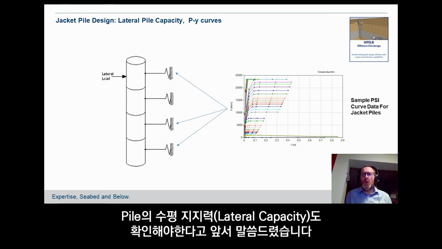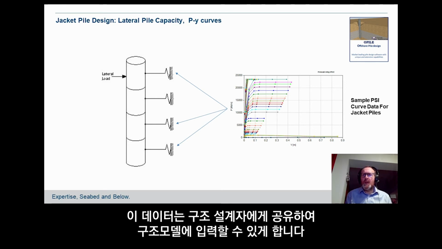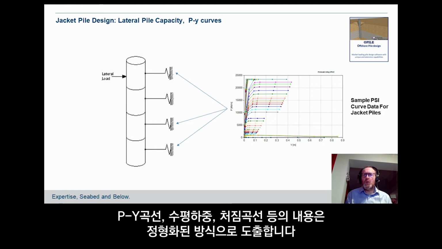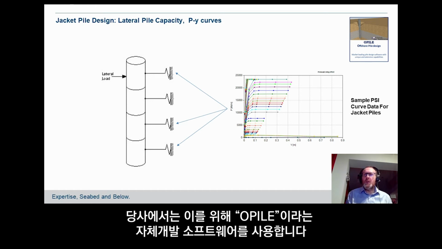As mentioned, we also do need to look at lateral pile capacity, and this is information that's passed on to the structural designer to input into the structural models. Part of that is PY curves, horizontal loads to deflection curves for the piles, standard codified ways of working out this information, and we use an in-house software called AllPile to do that.